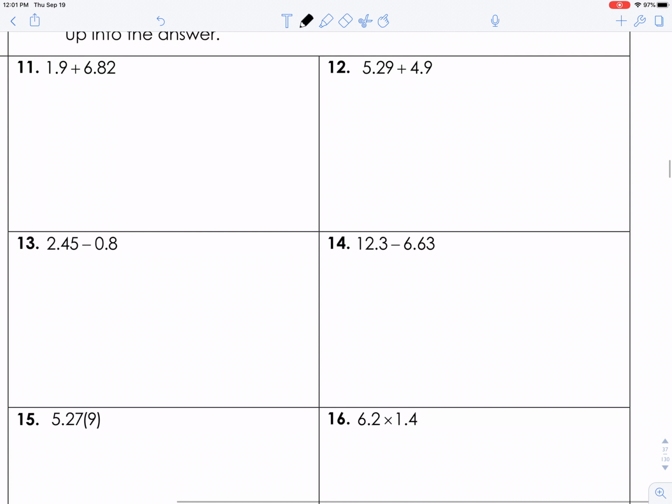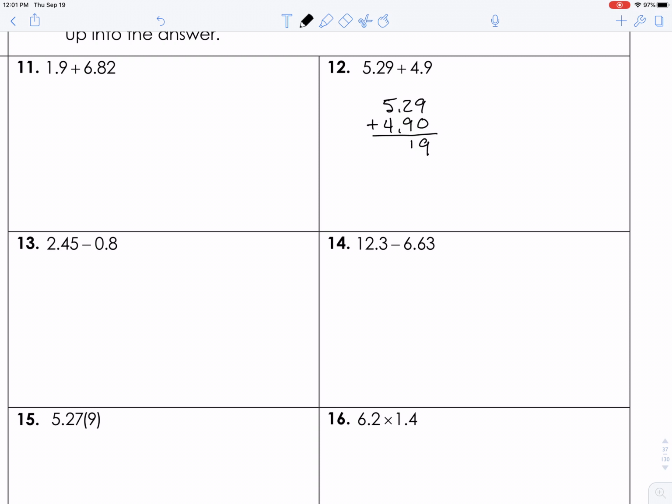Number 12, we've got 5.29 plus 4.9. So we just write it like that, 5.29, and I need to line up the decimals in my two numbers, 4.9. Okay, add that. Well, I got a weird little space there underneath that 9 in the 5.29, so I just add a 0. It's just a placeholder. It's not adding any numbers. If I add 0 to something, I haven't added anything. If I subtract 0, I'm not subtracting anything. So 9 plus 0 is 9.